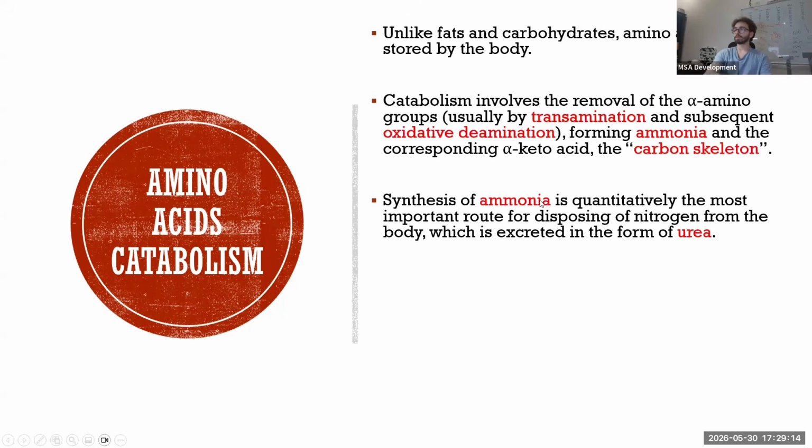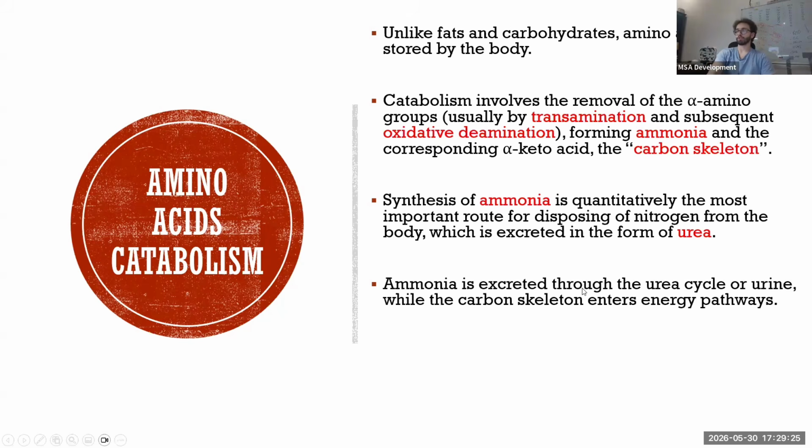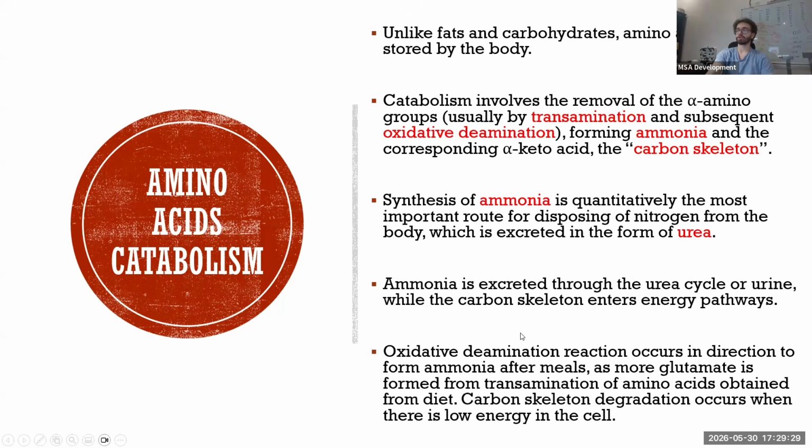So ammonia, it is the most important route for disposing nitrogen. Why? Because the ammonia will go into the urea cycle and then be excreted into the urine. Did you get it? Ammonia is excreted, as we said, through the urea cycle or urine, while the carbon skeleton enters energy pathways.